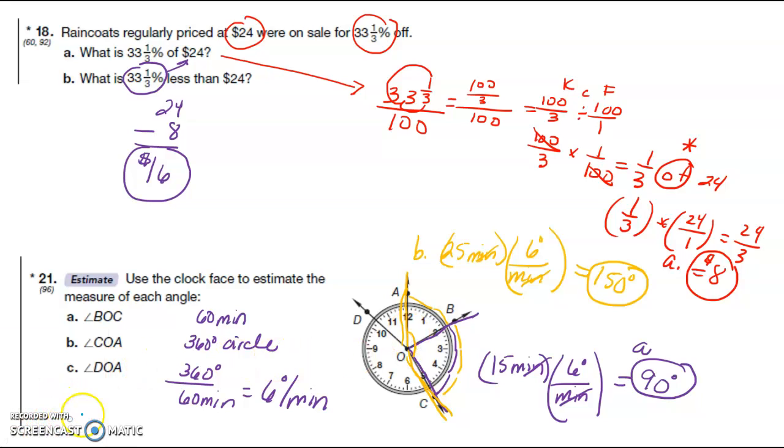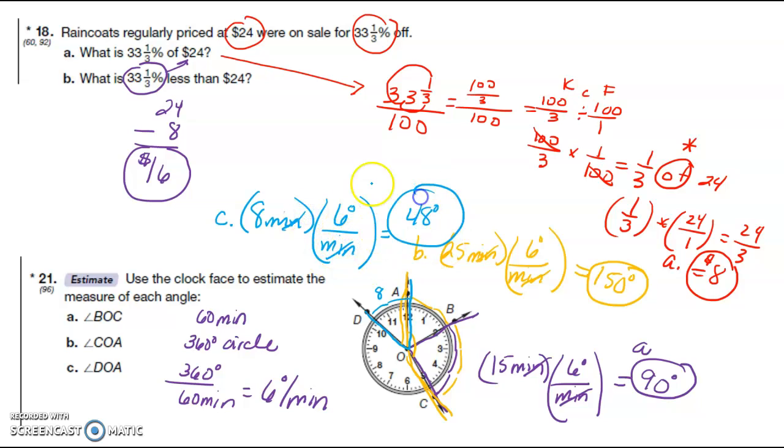And let's pick another color for DOA. So this is DOA. And that goes from 10 to 12. So it goes from, let's see, 10. So that's 1, 2, 3 minutes plus 5. So that's going to be 8 total minutes. So we'll do C up here. So I have 8 minutes times my 6 degrees per minute. 8 times 6 is 48 degrees.